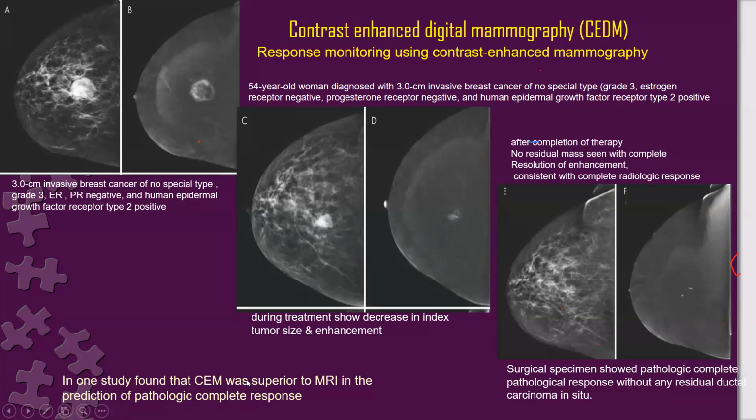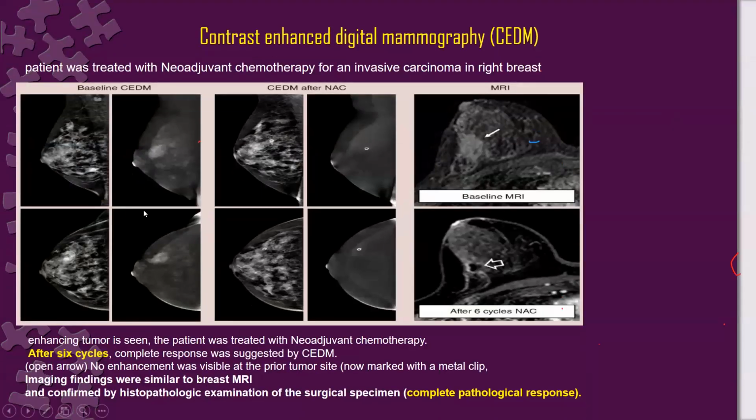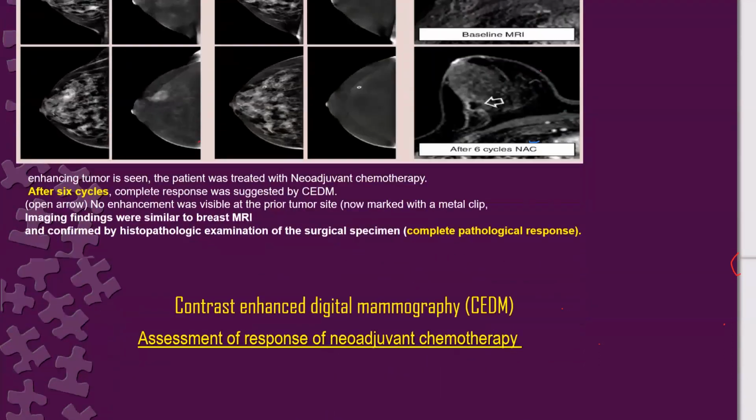And the study found that contrast enhancement mammogram was superior to MRI in prediction of pathological complete response in some studies. Again, this is another breast cancer, okay? After 6 cycles of chemotherapy, demonstrate almost lack of any enhancement, only the clip in the place, same result seen on MRI here, and pathology revealed complete pathological response of post-surgical specimen.